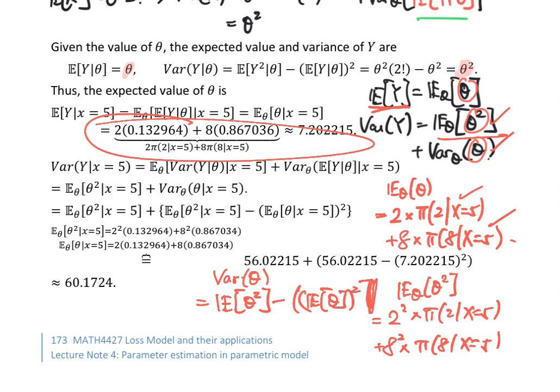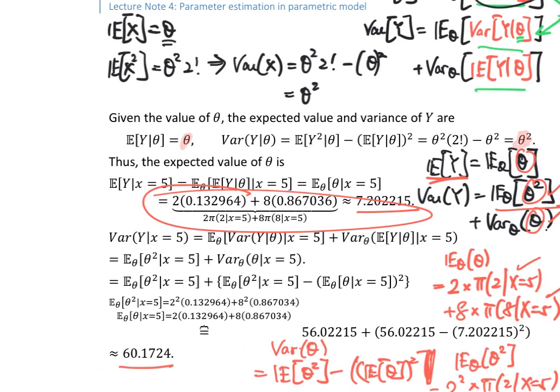I'm not going to go through the calculation because it's just a very messy accounting exercise. You'll find that the expected value is equal to 7.20, and the variance is equal to 60.1724. This is just an example telling you how to make your future prediction using Bayesian analysis. Basically it consists of two steps.